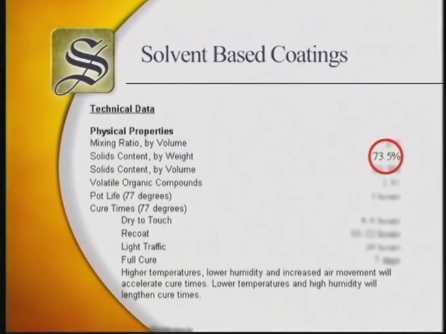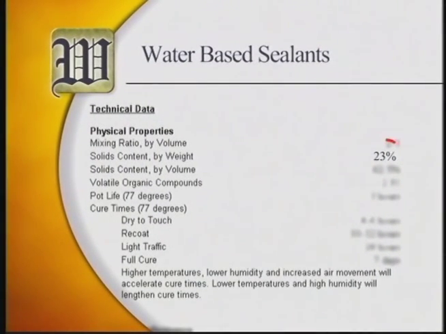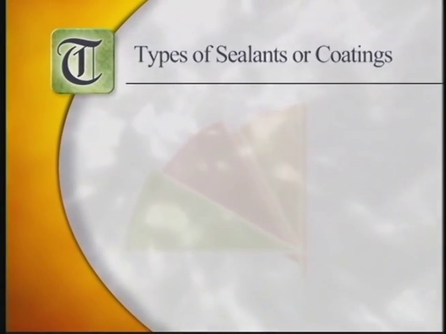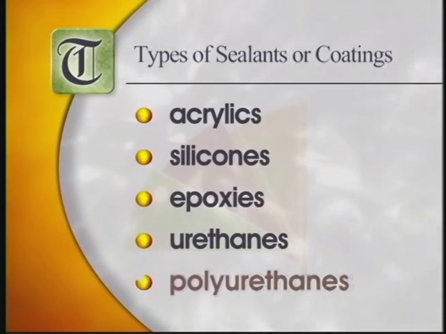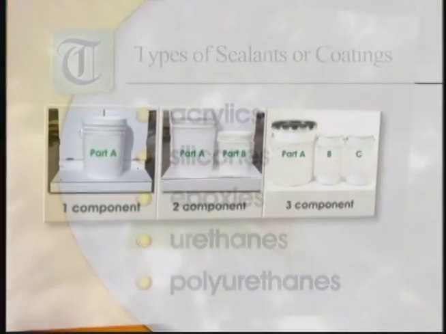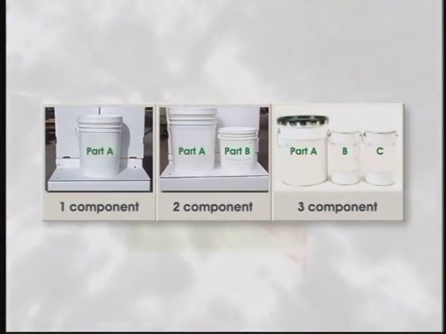Solvent-based systems often have a higher solids content and create more of a build coating when applied, whereas low solids systems are typically water-based and designed to penetrate. Different manufacturers offer variations of these systems. Take the time to research and sample different ones. The 5 main types are acrylics, silicones, epoxies, urethanes, and polyurethanes. All are available in 1, 2, and sometimes 3 component systems, each with its own advantages and disadvantages.